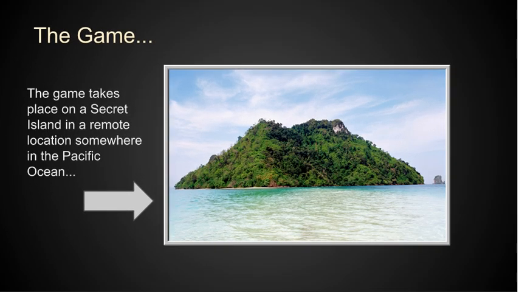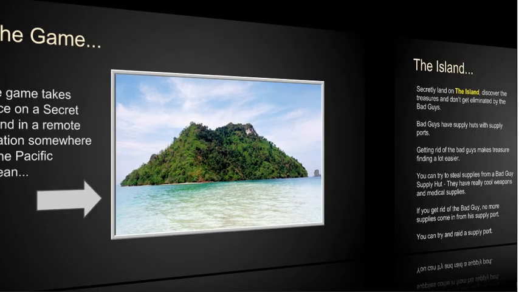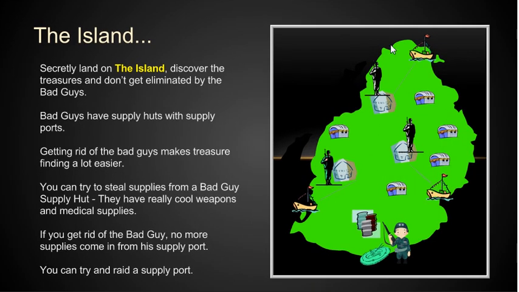So basically, here's the game. The game takes place on a secret island. What else would you expect? In a remote location somewhere in the Pacific Ocean. You could replicate something like this using the CryEngine editor, a three-dimensional island with the water around it and all kinds of goodies on the island. What you see here is an overview, a graphic of what the island would look like and what's on it. You secretly land on the island, discover the treasures, and don't get eliminated by the bad guys. That's basically what you do.